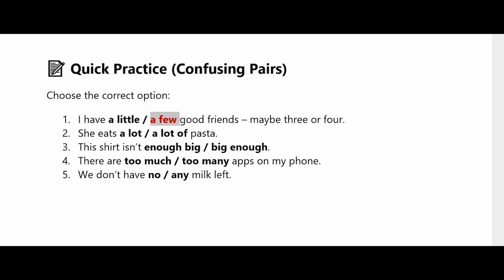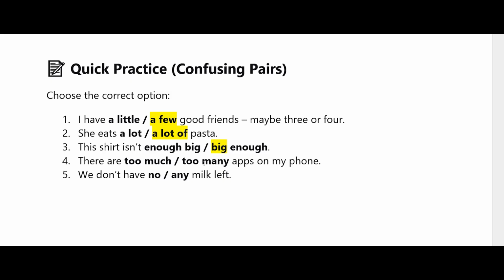Oh, no, red isn't a good color to show that this is the correct version. Okay, let's do it like this. She eats a lot or she eats a lot of pasta. You see, it's a noun, and with nouns we use a lot of. Next, this shirt isn't enough big, isn't big enough. Enough comes after adjectives. So, kind of big enough.